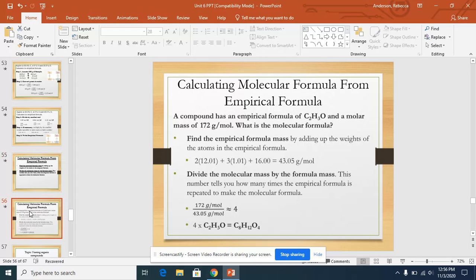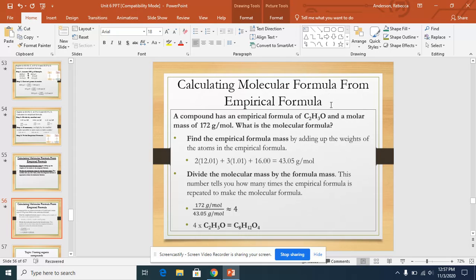Okay, so here, now for these examples, I don't have them underlined, but you are more than welcome to write these examples out so you have them to work on. So a compound has an empirical formula of C2H3O and a molar mass of 172 grams per mole. What is the molecular formula? So first, we need to find the empirical formula mass by adding up the weights of the atoms in the empirical formula. So our empirical formula, C2H3O. So we have 2 carbons with a mass of 12 plus 3 hydrogens, and a hydrogen has a mass of 1, plus 1 oxygen with a mass of 16.